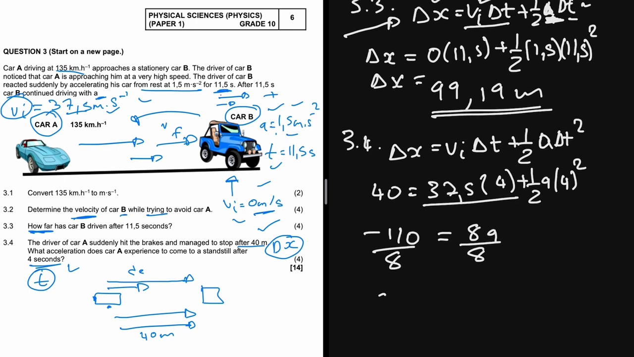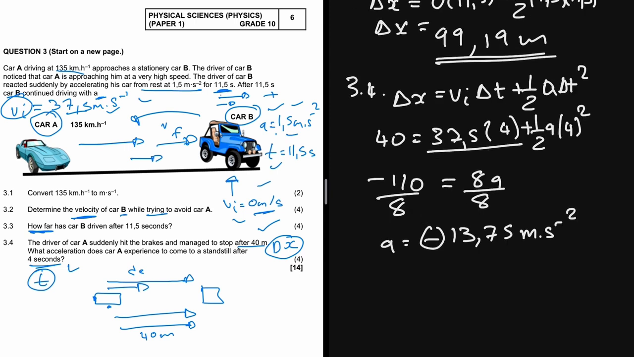And then the acceleration that we get has to be negative because it is a deceleration. So we have negative 110 divided by 8, which is the same thing as negative 13.75 meters per second squared. So now the negative simply means the car is accelerating to the left. So we can just conclude to say now, okay, acceleration is equivalent to 13.75 meters per second squared left.